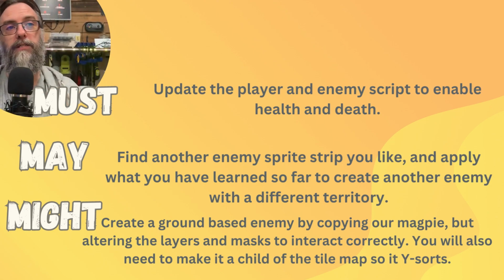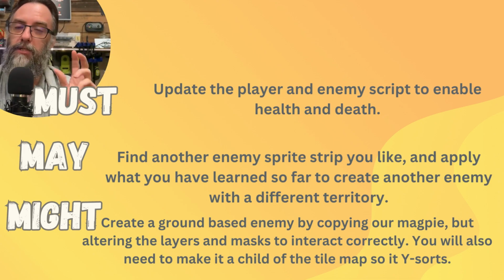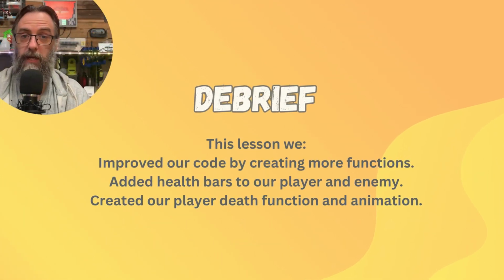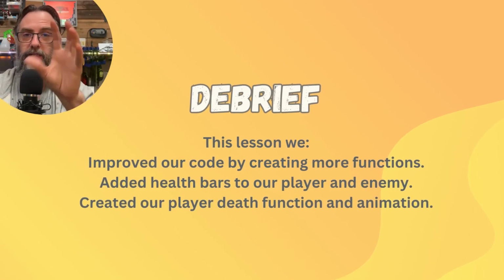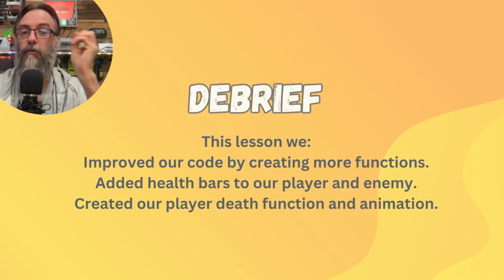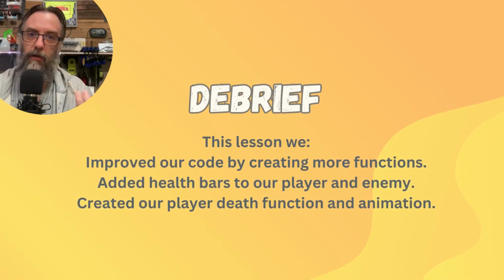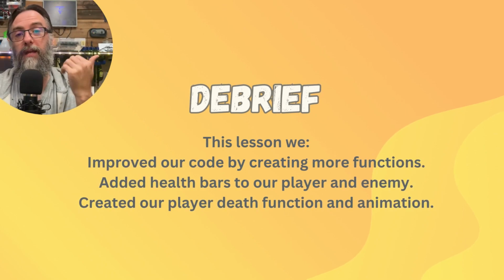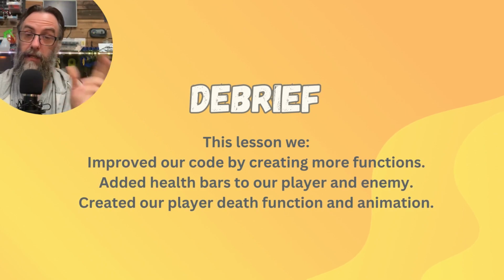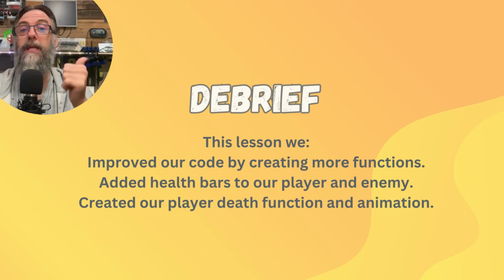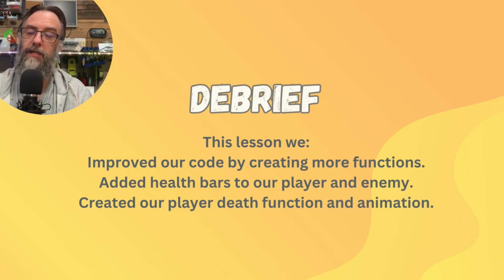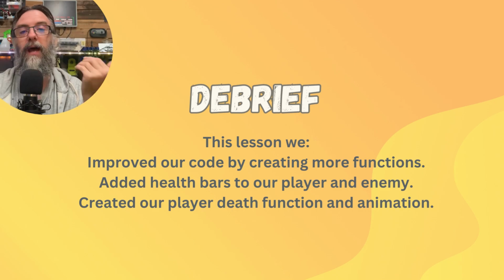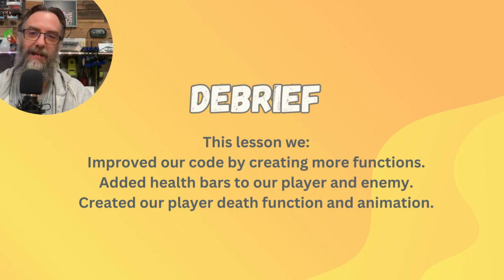What you might like to do, try and create a ground-based enemy to complement our air-based enemy. So it's going to be basically the same, but you're just going to need to think about those layers and masks in a bit more detail. What did we get up to today? Well, we tidied up some of our code by taking some out of our physics process and creating new functions. This makes our code a lot more readable. We also added health variables and health bars that are connected to those variables. We hid them unless the player is losing health, so you don't just run around with a full health bar. And we also created our player's death animation.